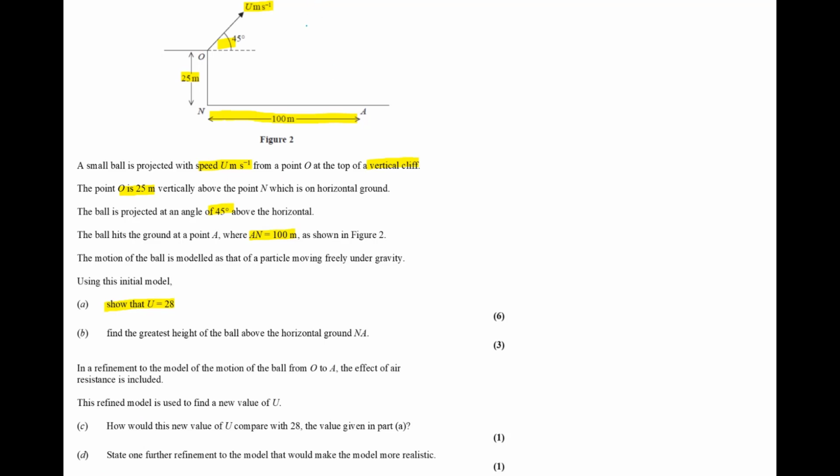So, what can we use? Horizontally, that's U cos 45, and vertically, that's U sine 45. Now, because we've got this 100 meter distance here, and this is going to fall quite steeply like so, we should really resolve horizontally, using SUVAT, s equals ut plus a half at squared. Right, that's our first step.